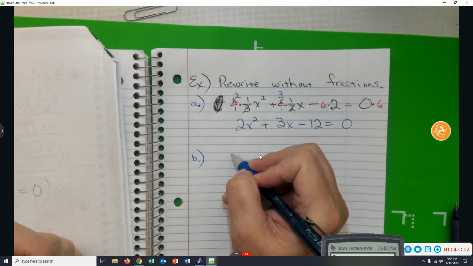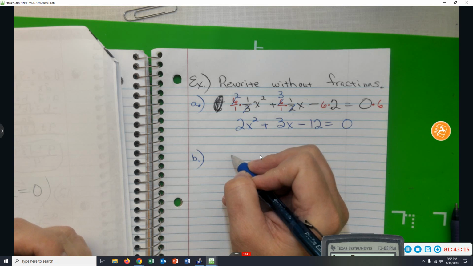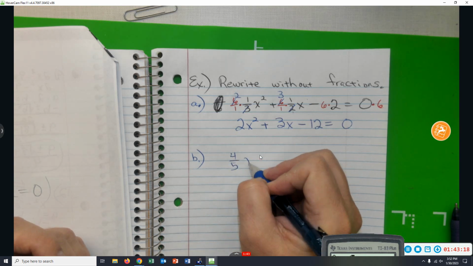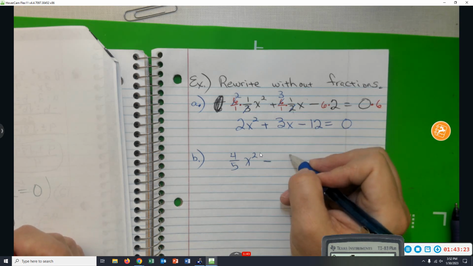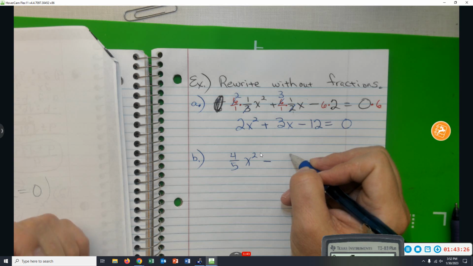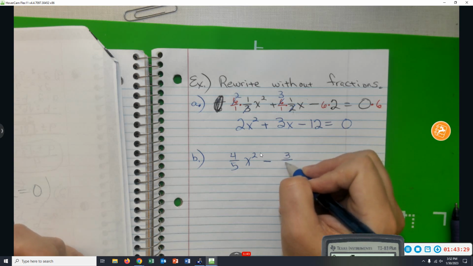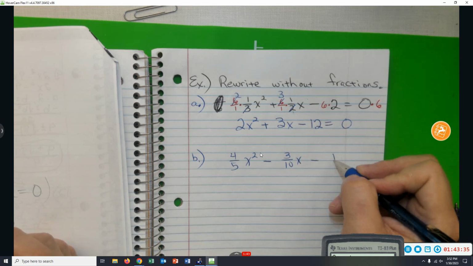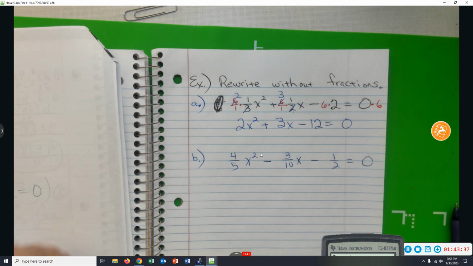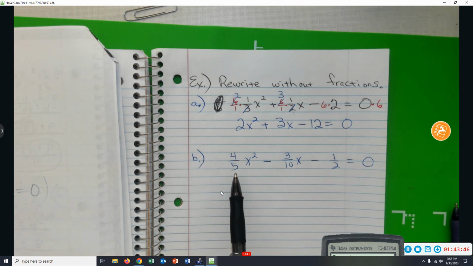I'm going to say 4/5 x squared minus 3/10 x minus a half equals 0. You don't have any of this messy, but if you can figure out how to get rid of the fractions here, you've mastered it. We need a number that 5, 10, and 2 all divide evenly into.